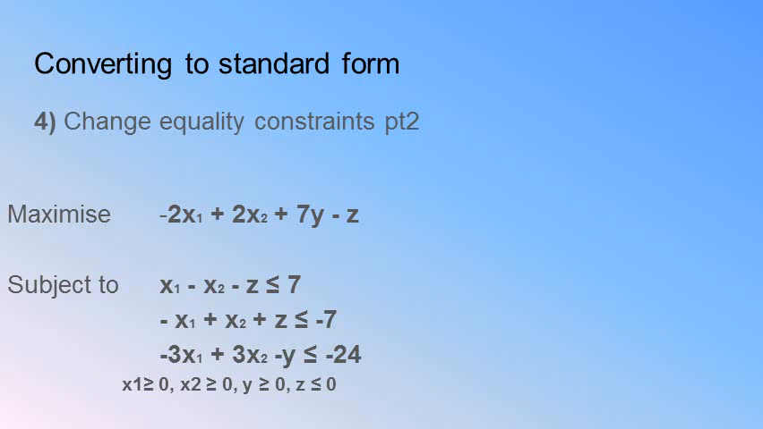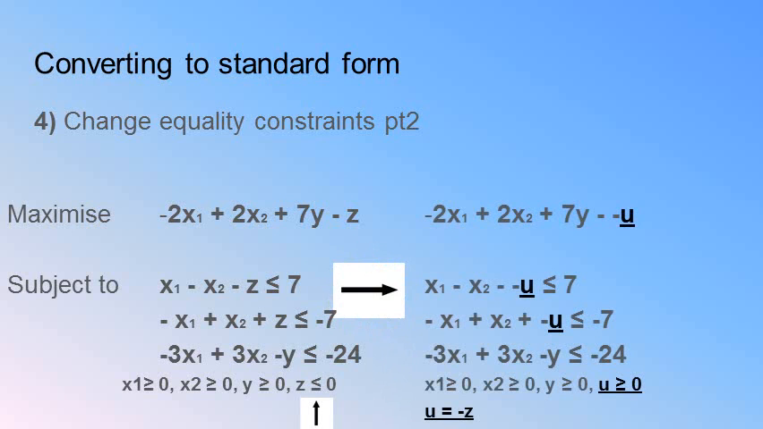Finally, we want to replace z with a new variable so that all the variables are greater than or equal to 0. We add in u and have it equal to the negative of z, then replace all the z's with minus u's.